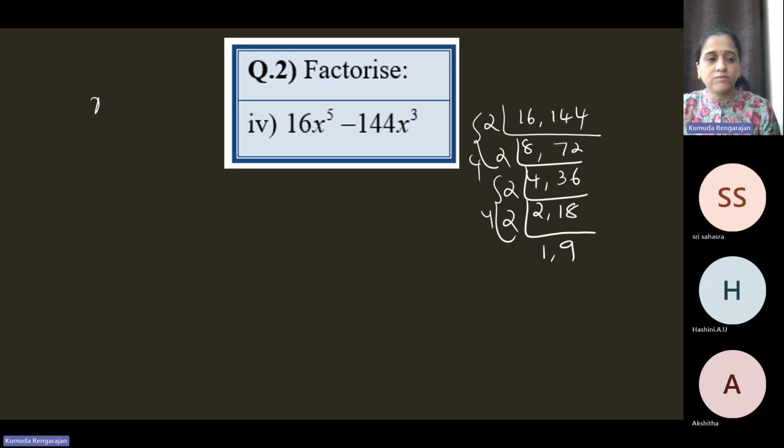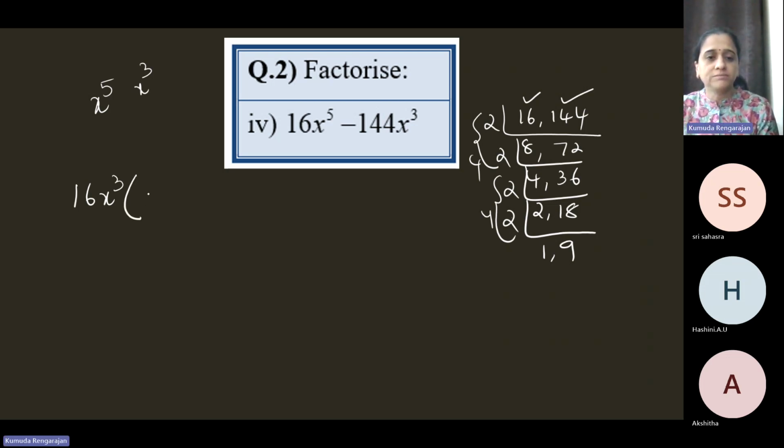And what about the HCF of x to the power 5 and x to the power 3? The least power is common, meaning it is the HCF: x to the power 3. So in all, the HCF of these two terms is 16 x to the power 3. The HCF of the numbers is 16 and the HCF of x to the power 5 and x to the power 3 is x to the power 3. So put both of them together. This is the HCF of the two terms in this expression.